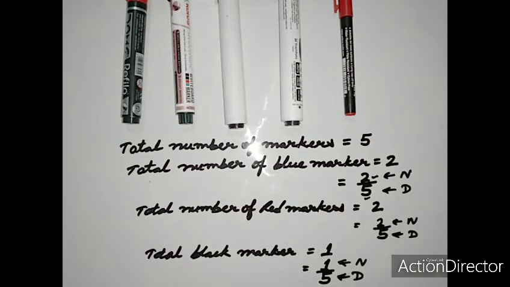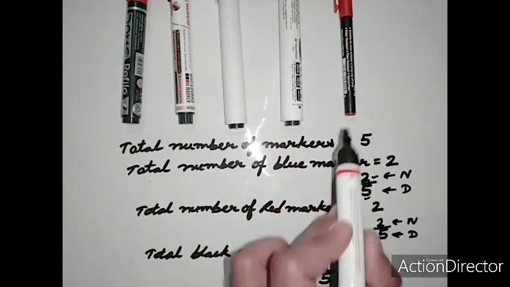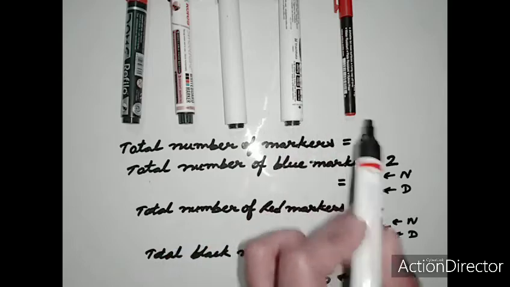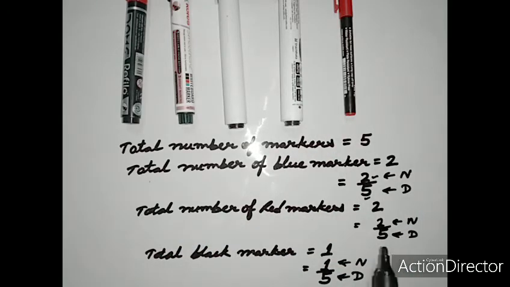So have you noticed one thing here? Here we write 5 as a denominator in all fractions. So why do we write 5 here? Because we always write the whole as the denominator. There are total 5 parts or 5 markers in the whole, 1, 2, 3, 4, 5. Out of these 5 markers there are 2 blue markers, 2 red markers and 1 black marker.